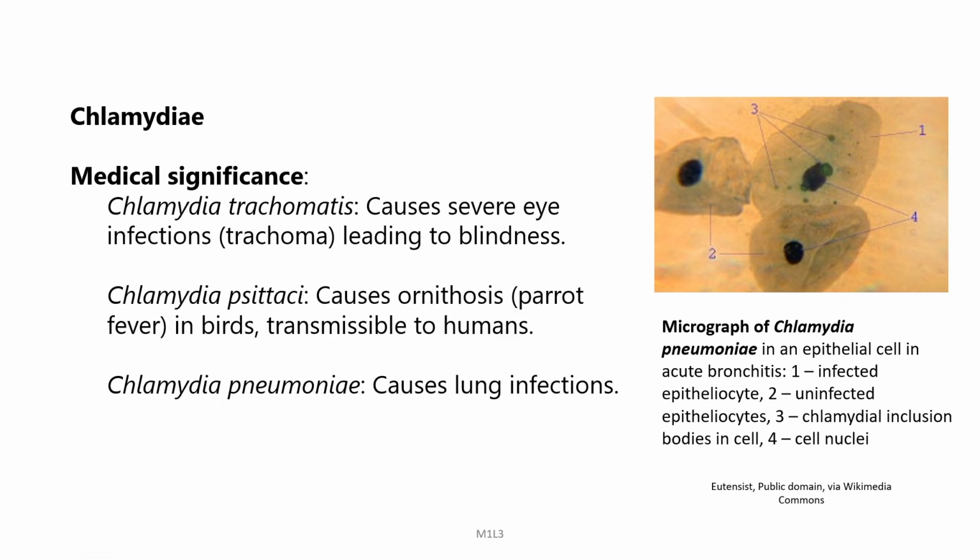So, Chlamydia has a lot of medical significance. For example, Chlamydia trachomatis causes severe eye infections leading to blindness. Chlamydia psittaci causes ornithosis or parrot fever in birds, and this is transmissible to humans. So, it is kind of a zoonotic disease. Then we have Chlamydia pneumoniae, which causes lung infections.